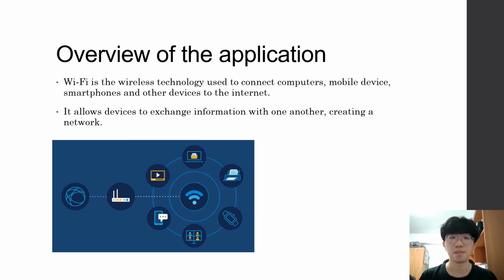Wi-Fi is a wireless networking technology that allows devices such as computers, like laptops and desktops, mobile devices like smartphones and wearables, and other equipment such as printers and video cameras to interface with the internet. This allows devices and many more to exchange information with one another, creating a network.